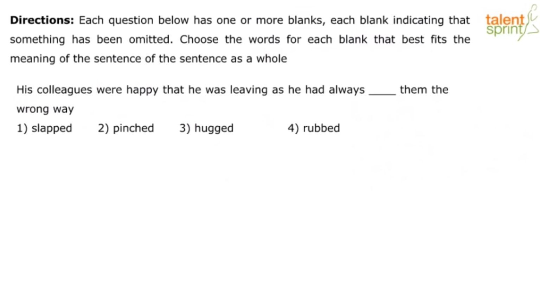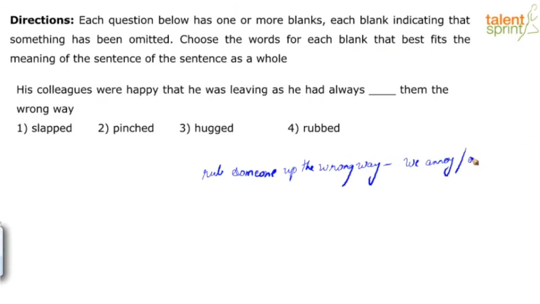If you are familiar with that phrase, you will be able to quickly identify the answer for this question. Options: slapped, pinched, hugged, rubbed. The phrase. If you are familiar with the phrase, which clearly some of you are not, then you will not be able to make a mistake in this one. If you say, I rubbed someone the wrong way, which means you're saying you either annoyed them or irritated them or got them angry, right? That's the phrase that I was talking about. So the phrase is rub someone up the wrong way. That's our phrase, which means we either annoy them or irritate them.